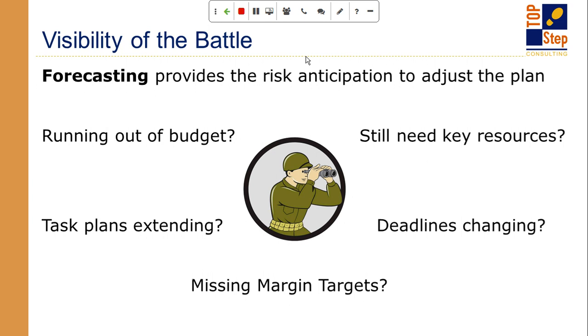So the visibility of the battle is that forecasting metric. And the forecasting metric can be something as simple as just forecasting the number of hours that people are going to deliver. It can be much more complicated, where there are bottom-up calculations of bill rates and cost rates and hours and expected spend of expenses, and all of those come together to give you that forecast of your cost versus your income, for example.